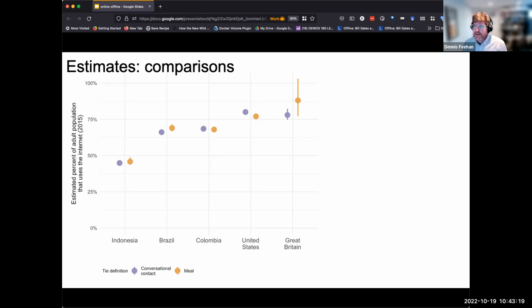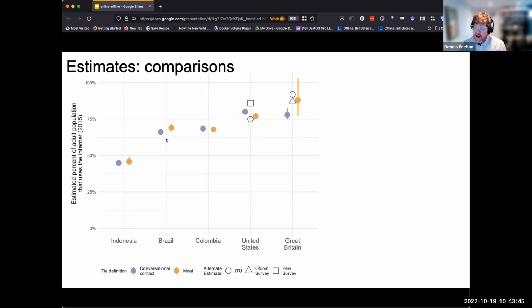Surprisingly, I think this has improved somewhat, but in 2015, there were fewer really high quality gold standard sources for understanding internet adoption than you might imagine. But there were high quality surveys in two countries, in the US and Great Britain. And there's also a survey in Brazil, which is not pictured here.